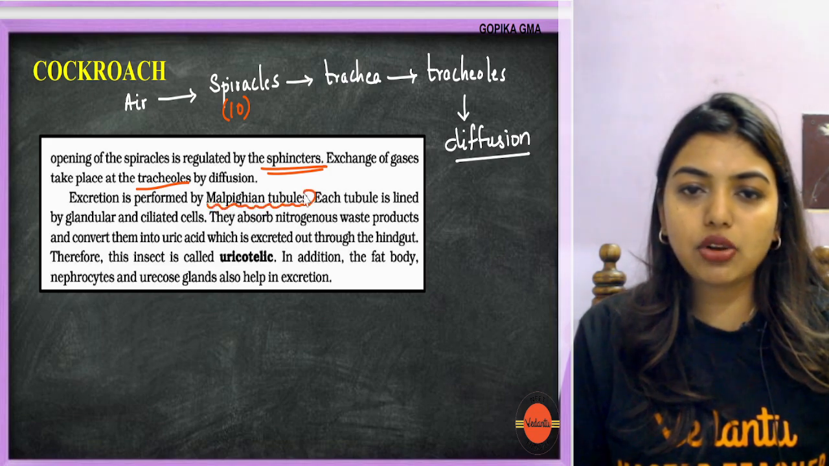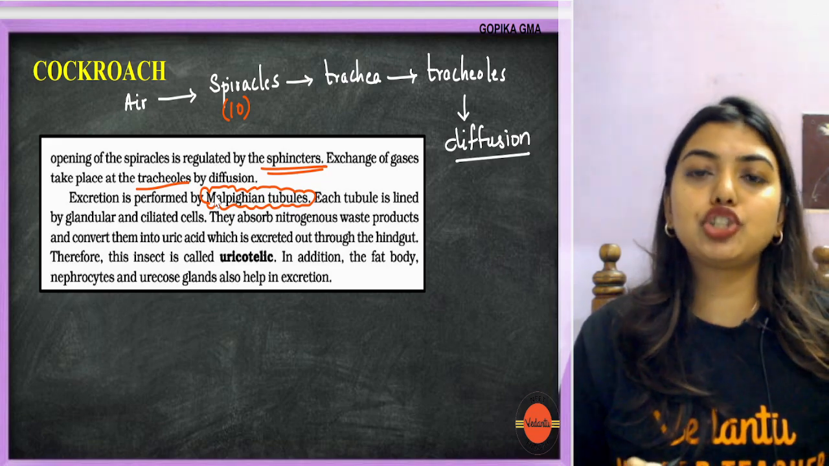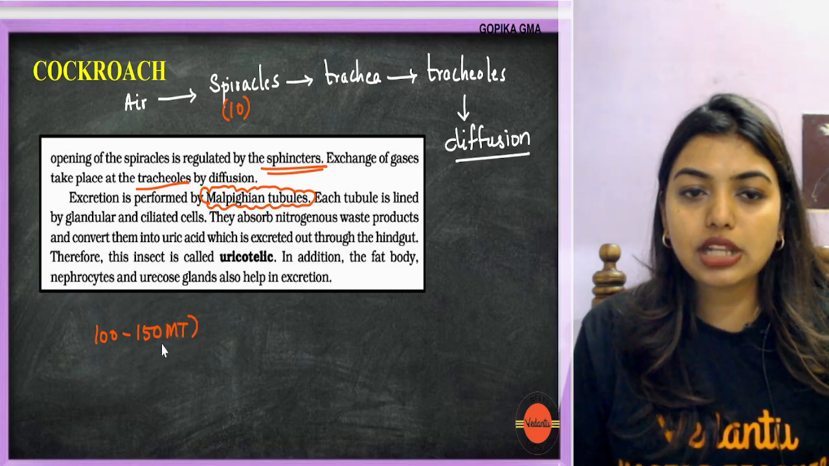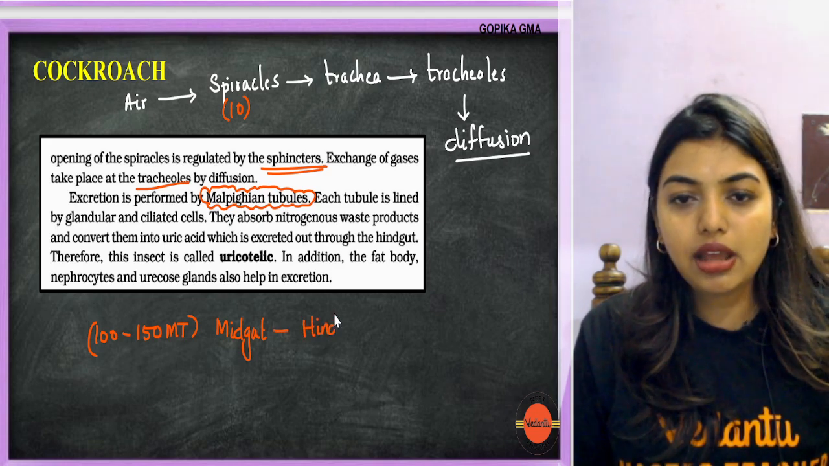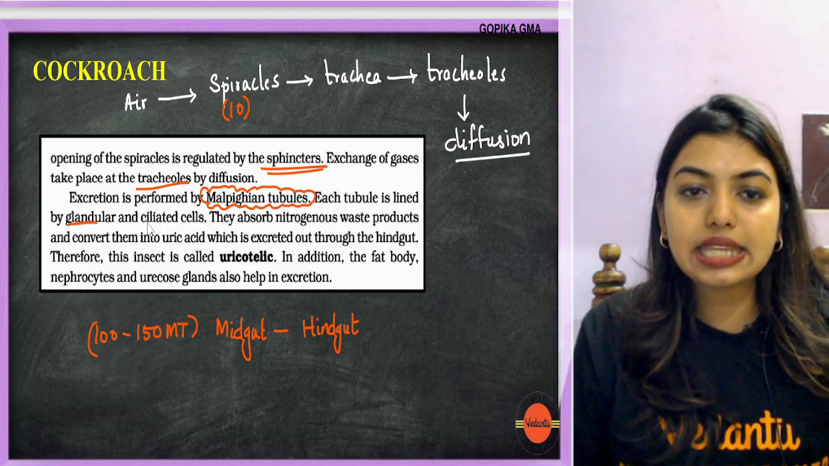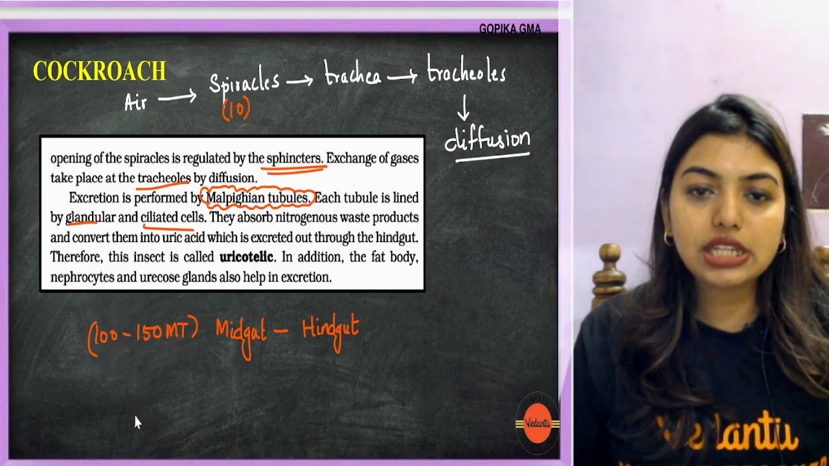Now you'll be like, ma'am, we already learned about Malpighian tubules. Yes, we already discussed that there are around 100 to 150 Malpighian tubules. Okay, Malpighian tubules that are present between what? Between the midgut and the hindgut. Yes or no? Now each tubule is lined by glandular and ciliated cells. So very important, each Malpighian tubule.